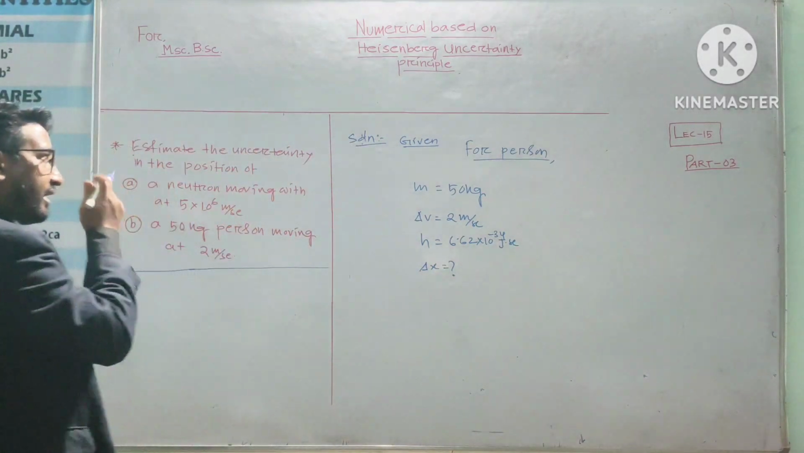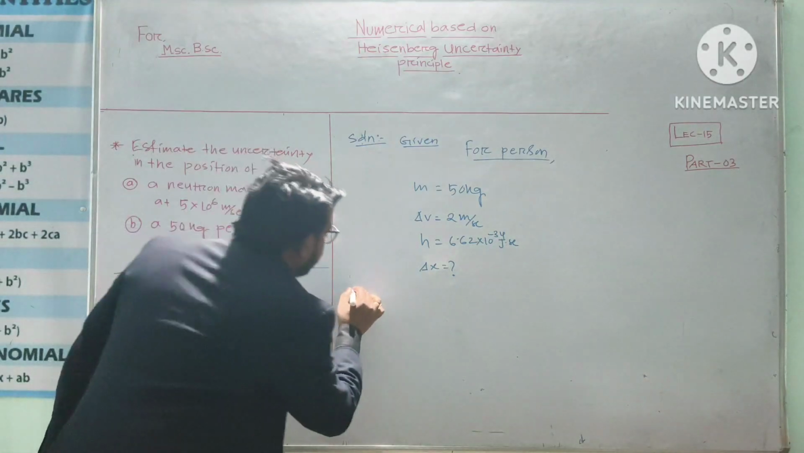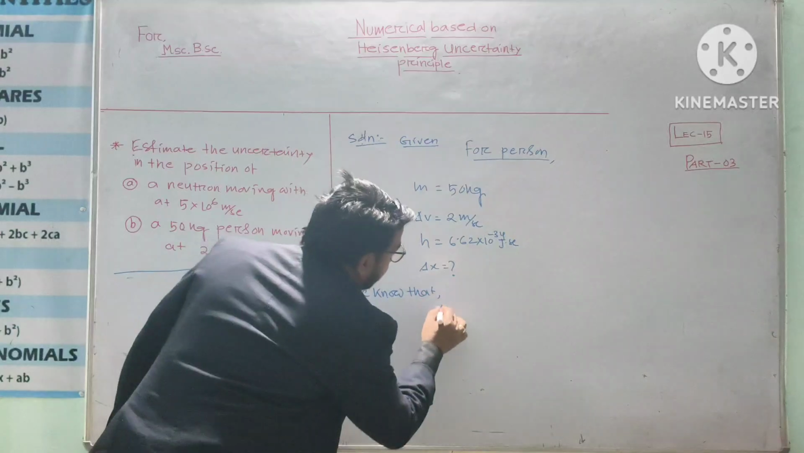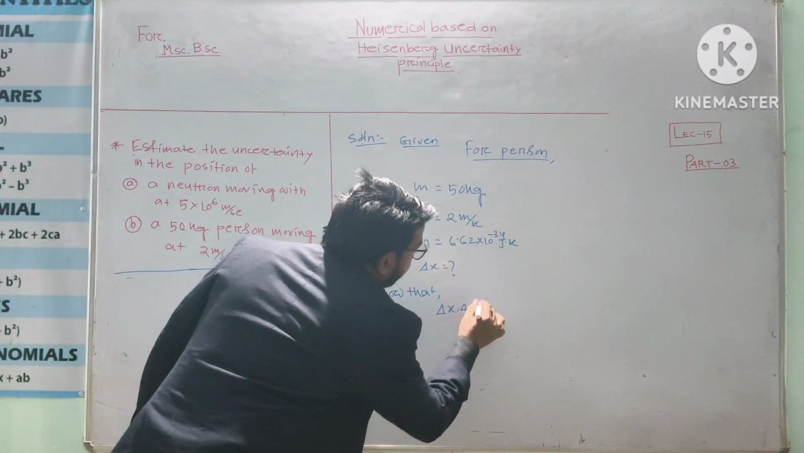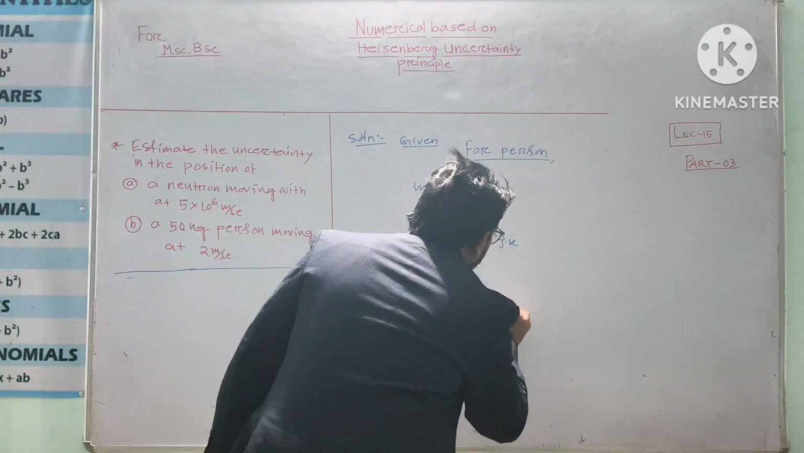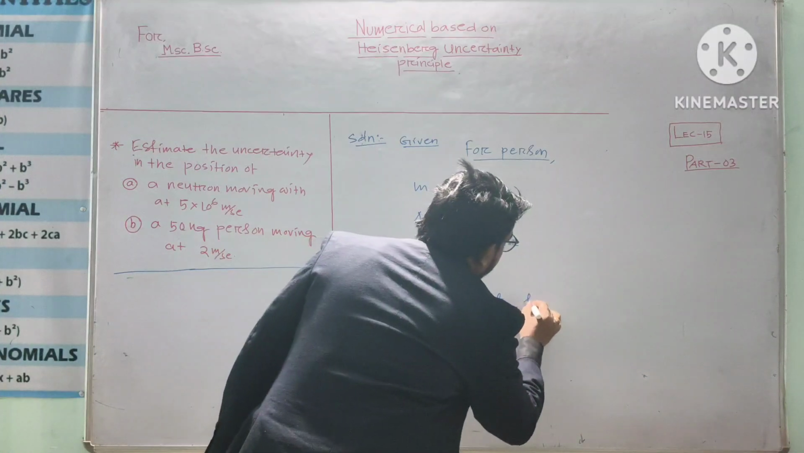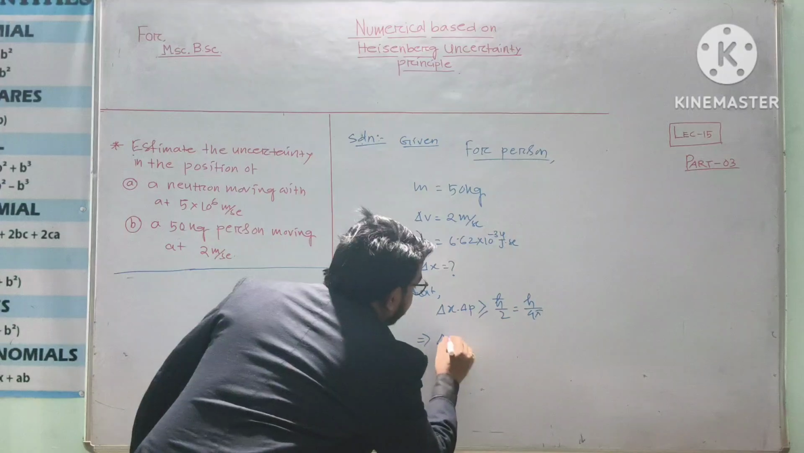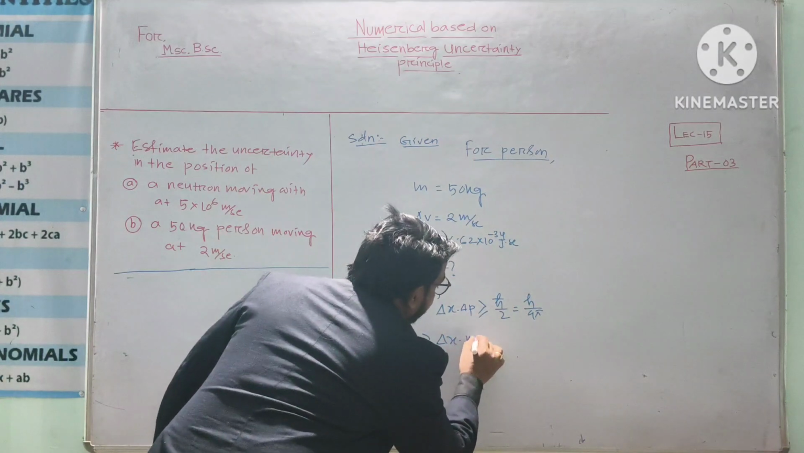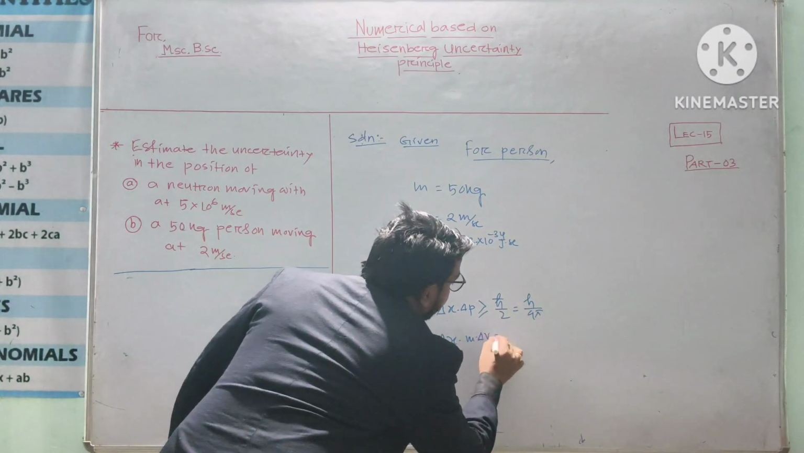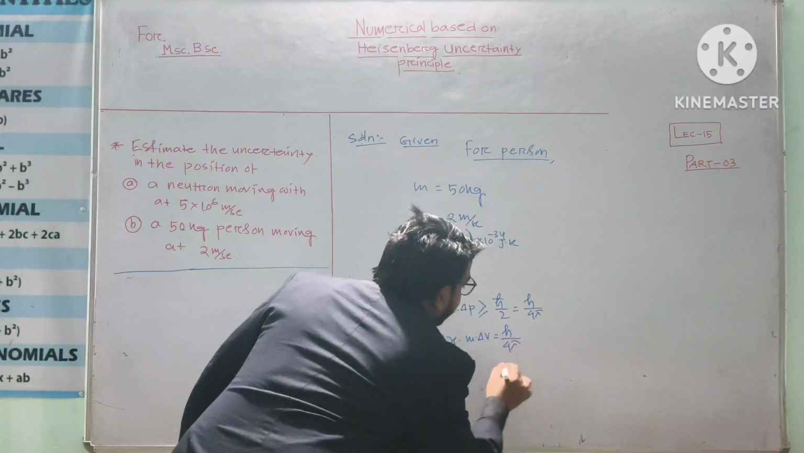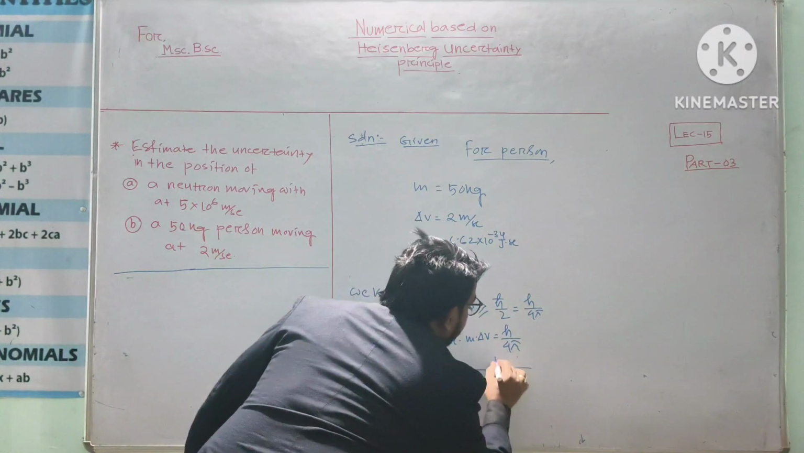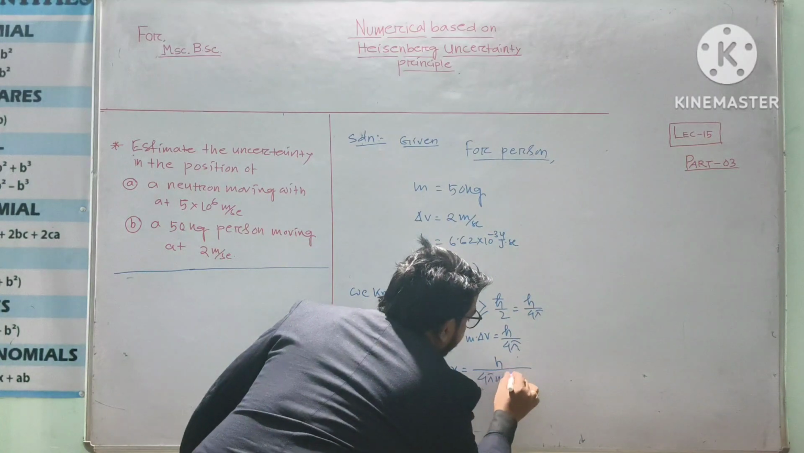Again, we can apply the Heisenberg uncertainty principle. We know that delta x into delta p is greater than or equal to h bar divided by 2, which is h by 4 pi. Okay. So delta x into delta p we can write in terms of m into delta v, and this equals h by 4 pi. Okay. And delta x equals h divided by 4 pi m into delta v.